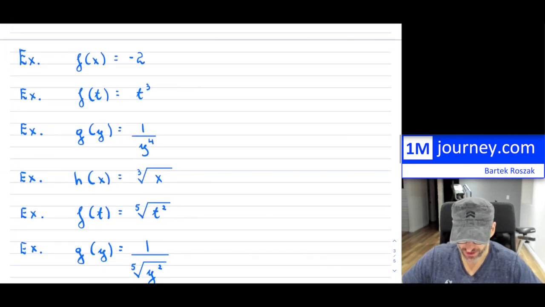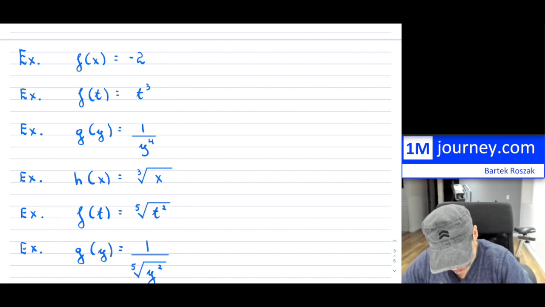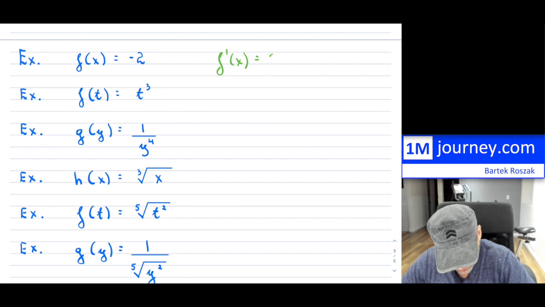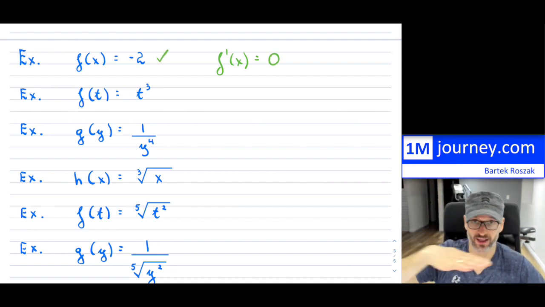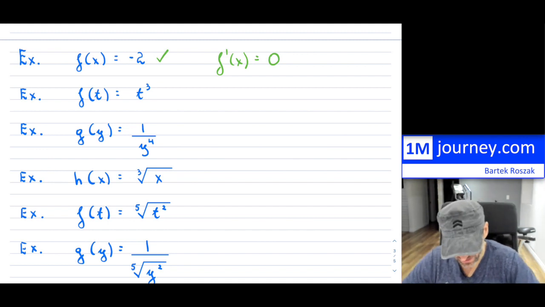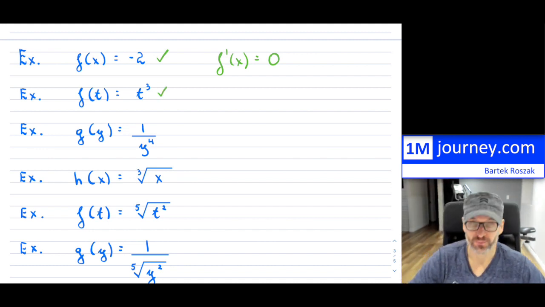So these are all the different rules that we talked about. So here we go. If I wanted to take the derivative of this first one, the derivative here is just 0 because it's a constant. It's a flat line at -2. The second one, so this one is our power rule.